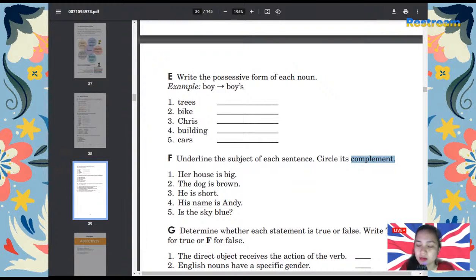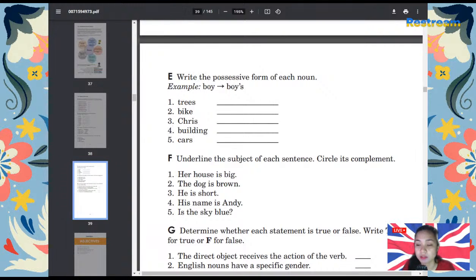Okay, so just a recap. When we say subject complement, it takes a replacement to the noun or to the subject itself. It's like another term for the noun, or for the subject. So let us identify it. For number one, we have: her house is big. One more, her house is big.